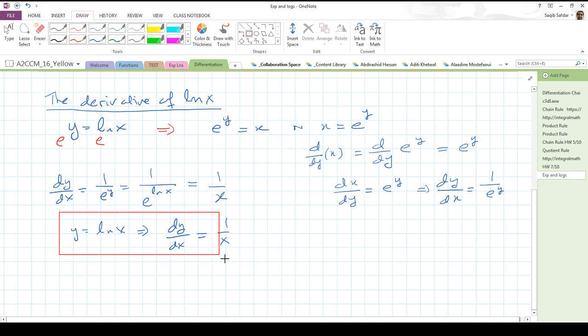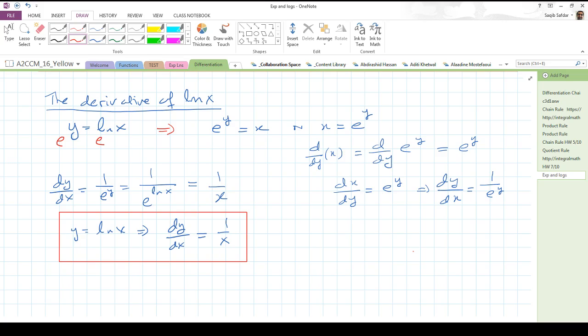I didn't get a bit at the start. How does e to the y equal x? e to the y equals x because we started off by saying y equals ln x. We want to differentiate this. We can do dy over dx, but when we do d over dx, we don't know what's going to happen to the ln x at this stage.